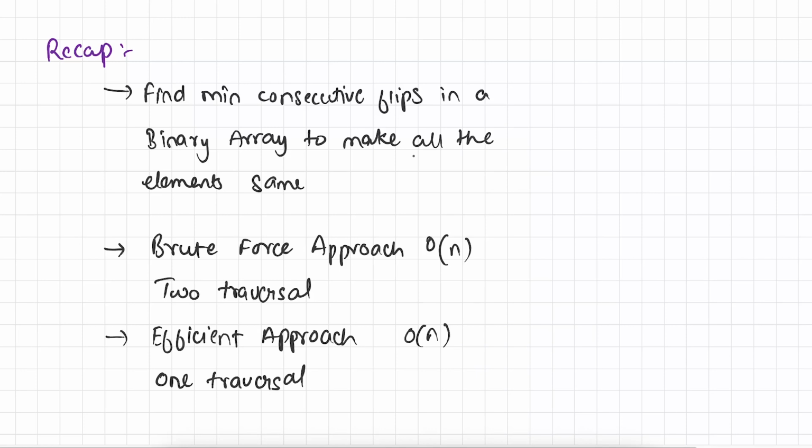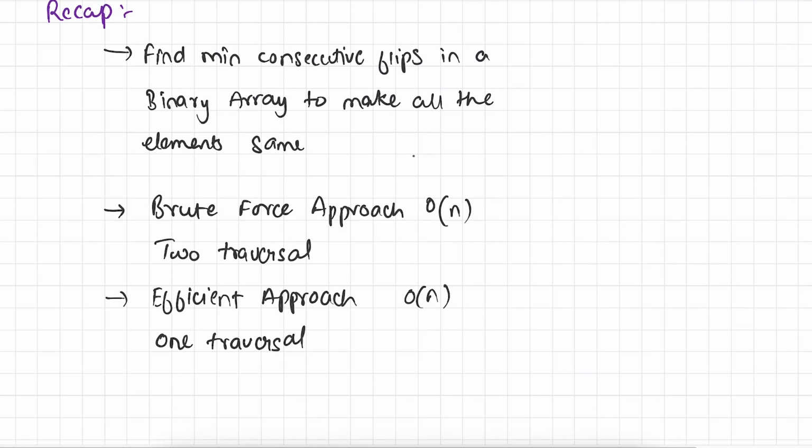After brute force approach, we saw the efficient approach to solve this problem. And in this approach, we are only traversing the array one time. And the time complexity of this function is also big O of n. But this is a more efficient approach and it requires less code to solve this problem. So I hope now you have good understanding of how to find minimum consecutive flips in a binary array.